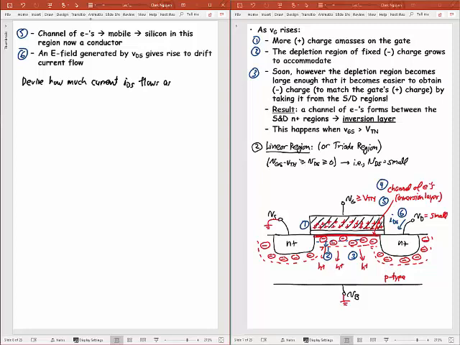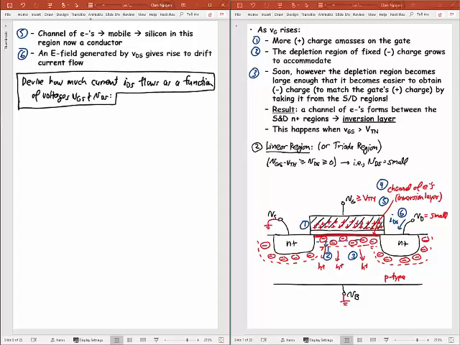Current flows as a function of voltage, I should say voltages VGS and VDS. Okay, so this is going to now be a formal derivation for all of these things here.